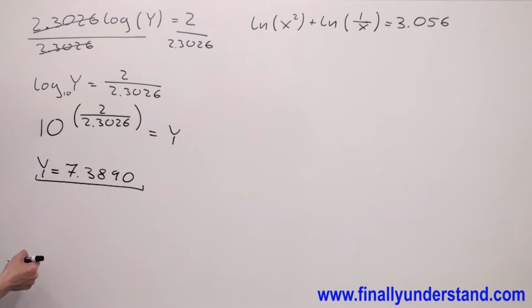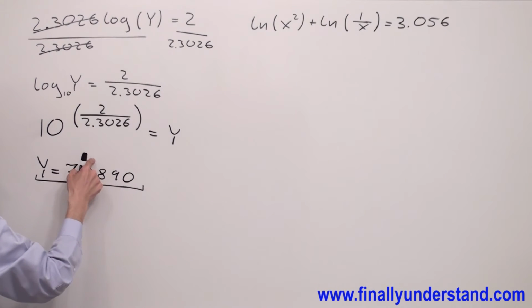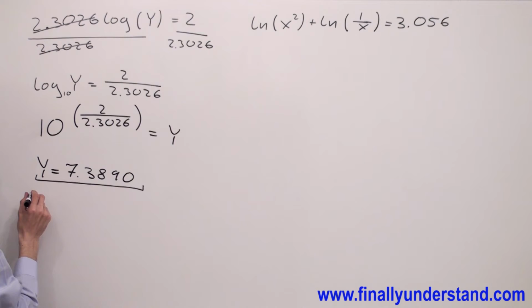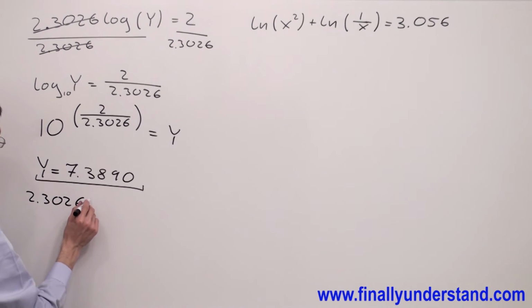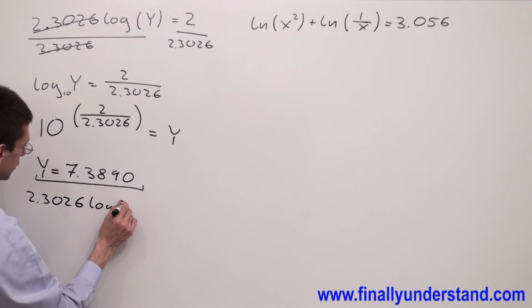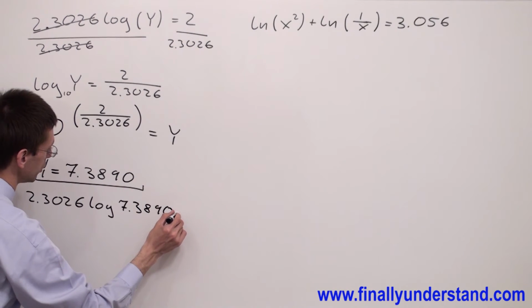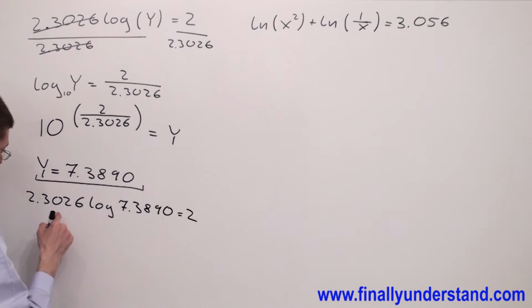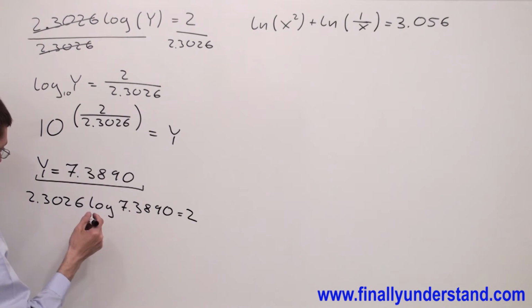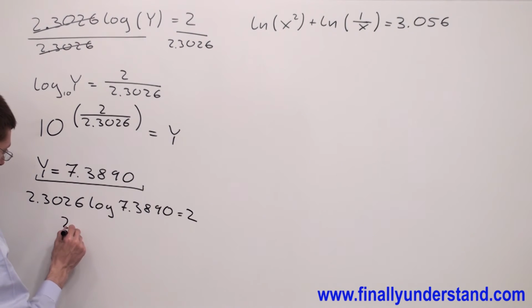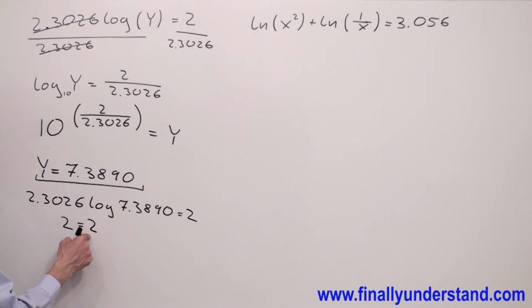And if you want to verify your answer, you simply replace this y by this value and plug into the calculator 2.3026 log of 7.3890 is equal to. So if you plug these values into the calculator, you are going to have 2 equals 2. The left side of my equation is equal to the right side. That's why this is the proper answer to my problem.